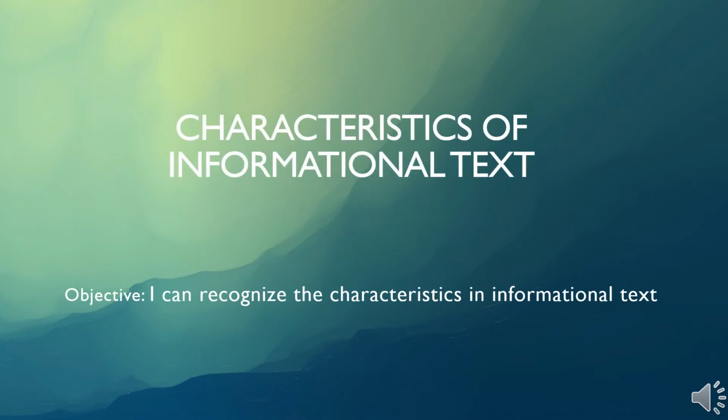Today's reading lesson is on informational text. We're going to now look at some different structures of informational text. Today's objective is: I can recognize the characteristics in informational text.